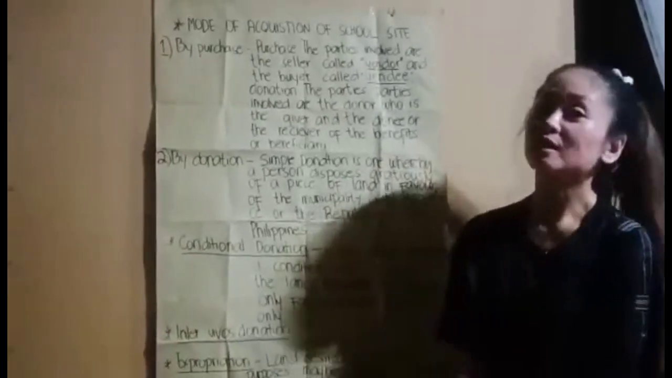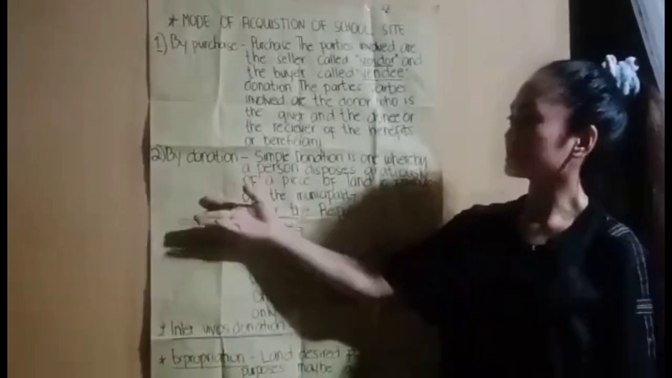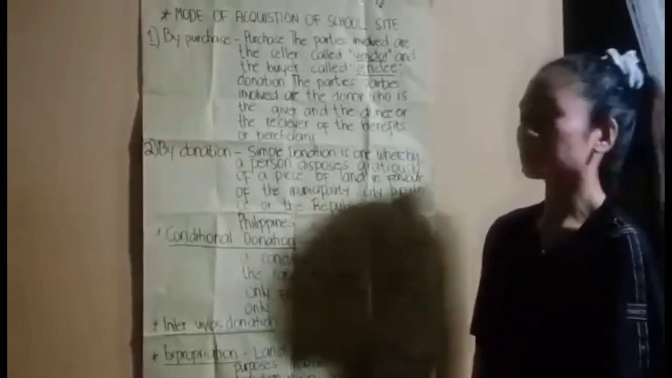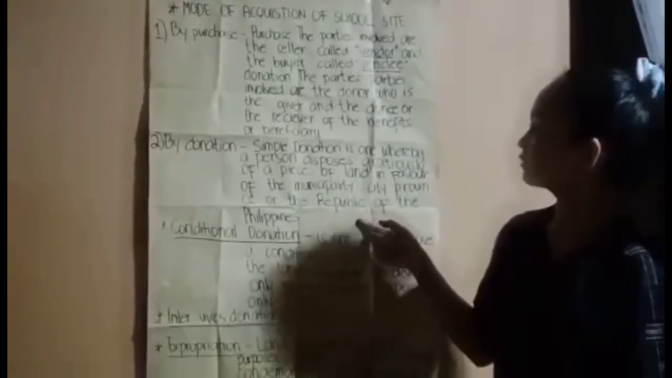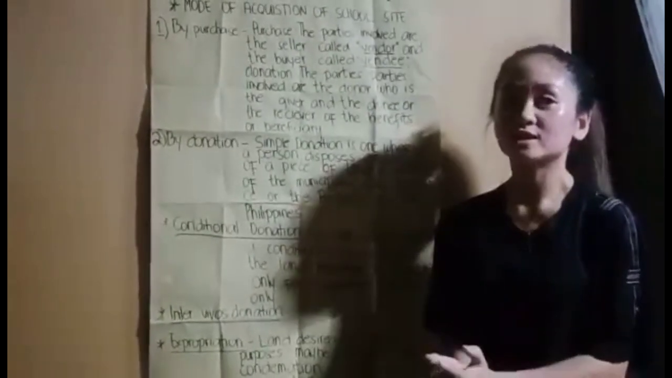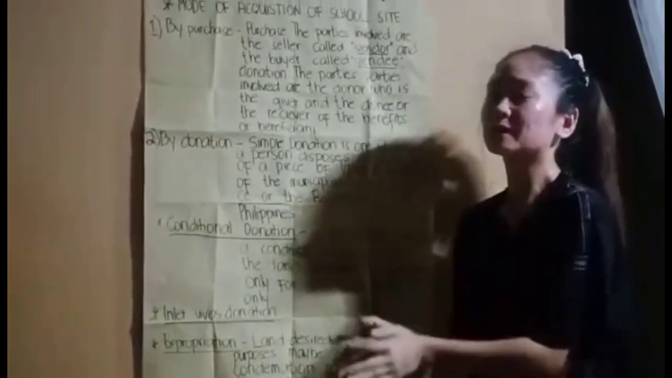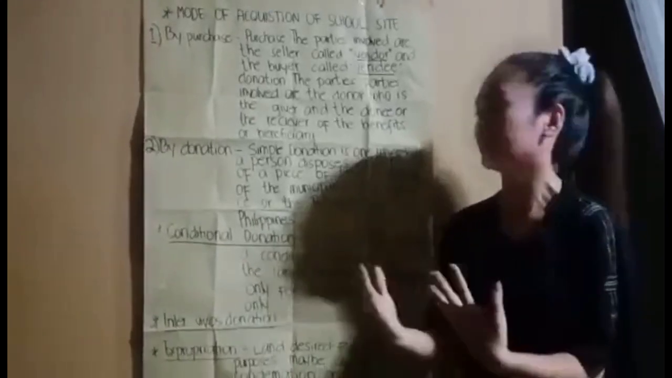Number 2 is by donation. Simple donation is one whereby a person disposes gratuitously of a piece of land in favor of the municipality, city, province, or the Republic of the Philippines. So, by donation, sila yung mga tao na may mga extra land which is ginadonate nila public, which is like sa mga municipality na magagamit, mag-build of building na pwede pagtayuan ng like barangay hall.